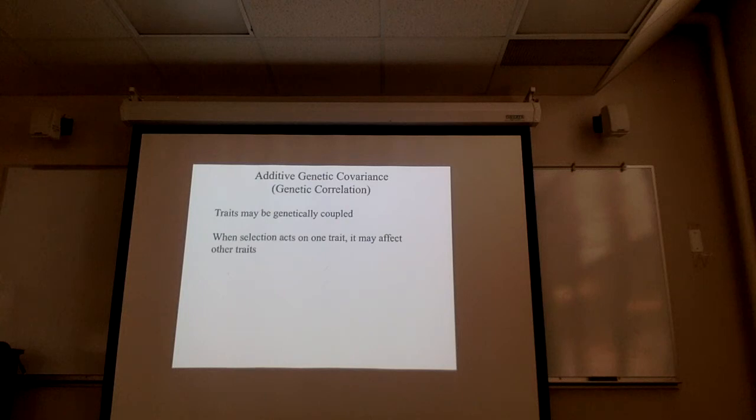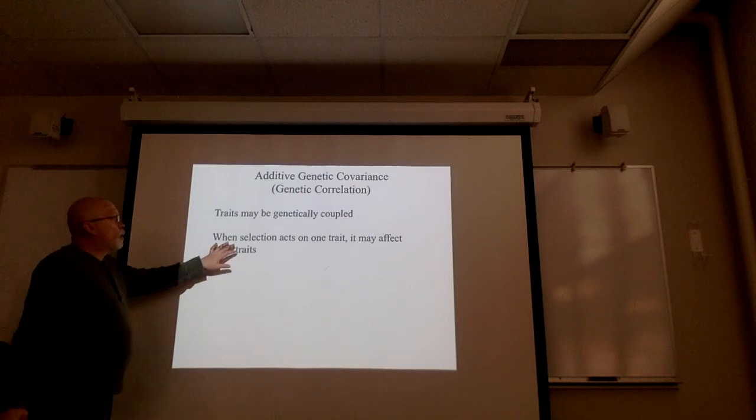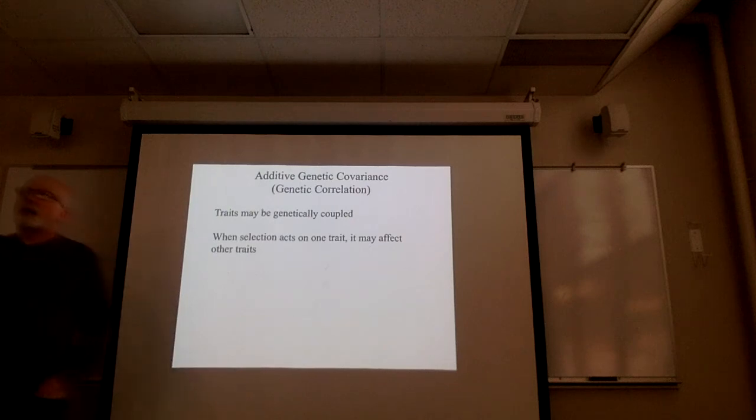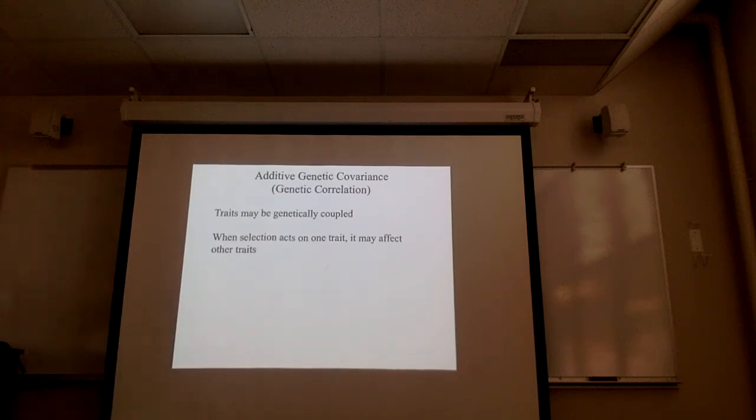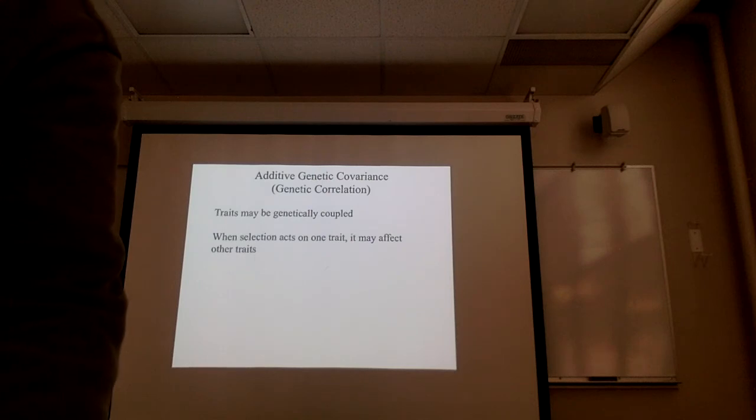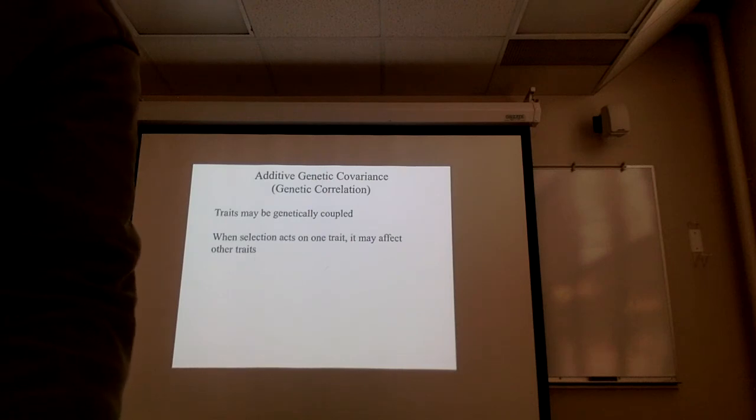We could do this just within the parents, but that would be a phenotypic covariance or correlation, not a genetic correlation or covariance. It's only when you do this across generations. So if there is a genetic covariance, when selection acts on one trait, it also drags the other trait along with it. And that's why this might be important. Everybody okay with that as an idea?